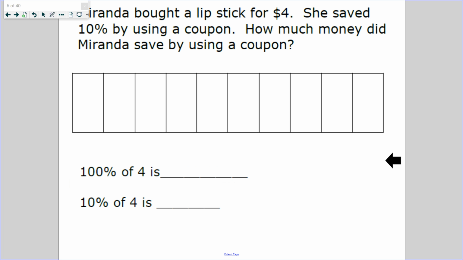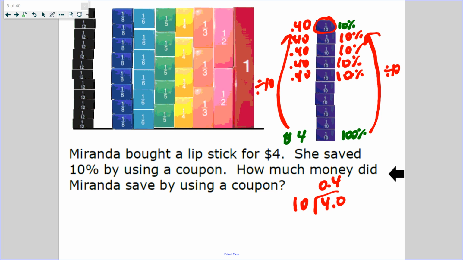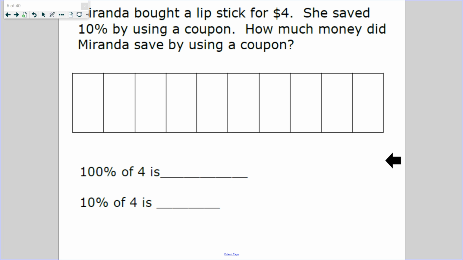So here's how we saw it. We had used this tower, or we could use this one. We know this represents 100% or $4. So I broke this into sections of 10%, and $4 divided into 10 sections is 40 cents. So 100% is $4. 10% is 40 cents.